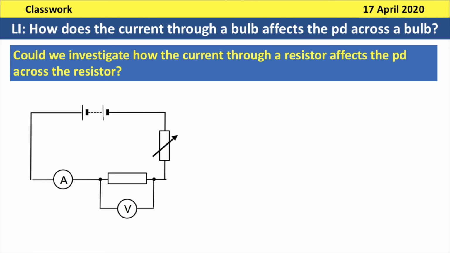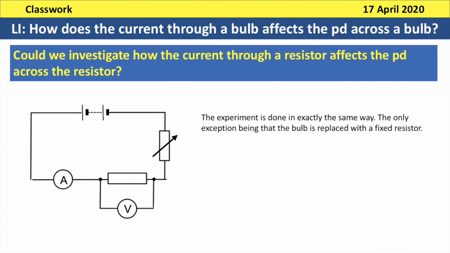This required practical does require us to do this same experiment again, but with a fixed resistor. To do that, the method would be exactly the same and we will collect the data in the same way, the only difference being that the circuit would have a fixed resistor in it instead of a bulb.